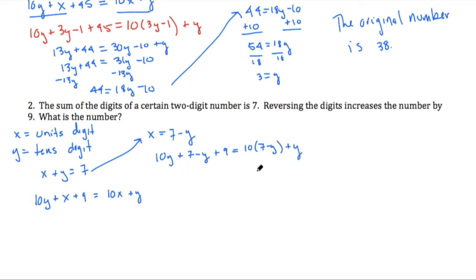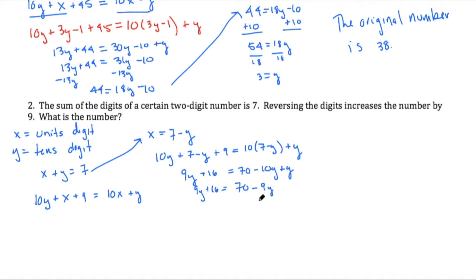Okay, we have an equation with just one variable, so we can go ahead and solve. Let's combine some like terms over here. So we've got 10y and negative y, so that's 9y, and 7 and 9 is 16. On the other side, we've got 70 minus 10y plus y. So I'll copy the left side down. 9y plus 16 equals 70 minus 9y.